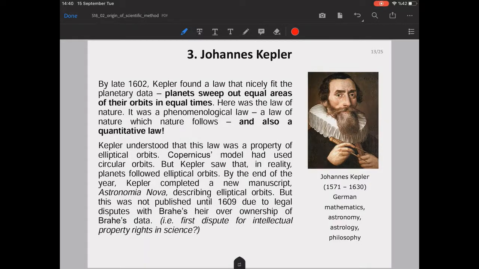Copernicus' model had used circular orbits, in fact, but Kepler saw that in reality planets followed elliptical orbits, not circular orbits. By the end of the year, Kepler completed a new manuscript called Astronomia Nova, describing those elliptical orbits, but this was not published until 1609 due to legal disputes with Brahe's heir over the ownership of Brahe's data. Can we say that it could be the first dispute for intellectual property rights in science? Maybe, because it could be interesting.